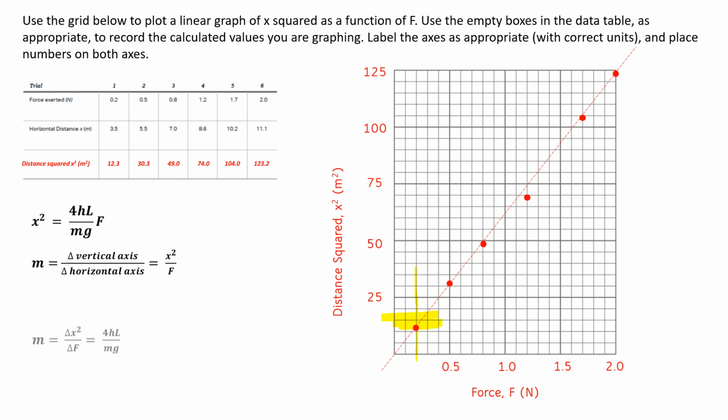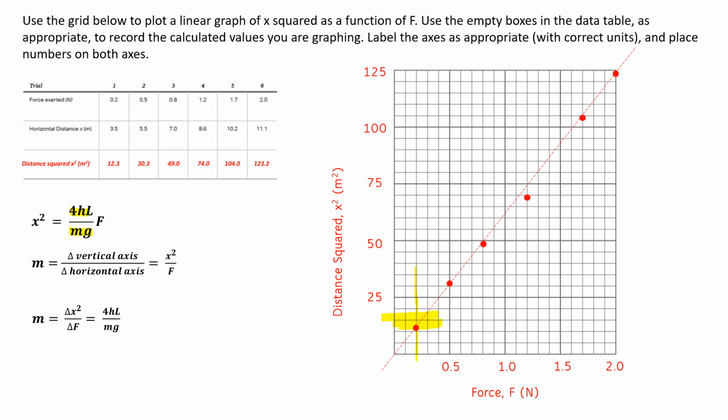Last part. So here, last part. Here's the equation. x squared equals 4HL over mg, kept constant. So these are kept constant. So we are just varying this bad boy over here.